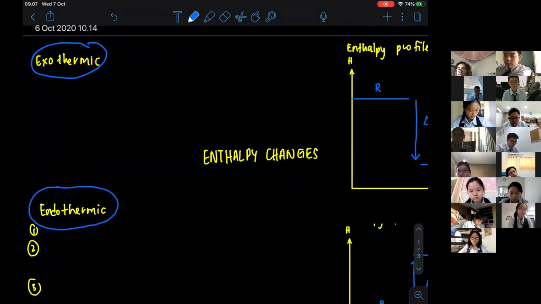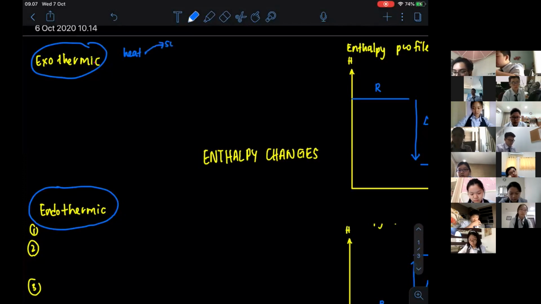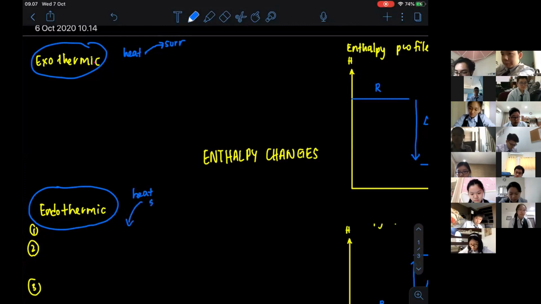So let me have someone explain to me. Jonathan, can you explain what you understand about exothermic reaction? In exothermic reaction, the energy is given out. Then in endothermic reaction, it takes in the energy from the surroundings. Okay, so the heat energy is given out to the surroundings, and in this one the heat energy is taken in from the surroundings.